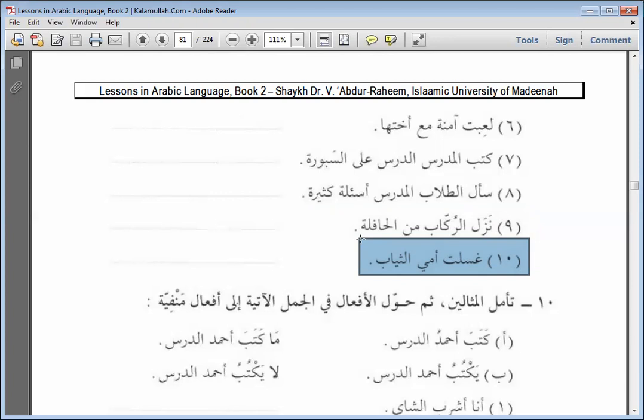So we change this to present tense, we will get what? تغسل. Sorry. So you have غسل يغسل with a kasra below the sin. So the يغسل will change to تغسل, right? Because it is ummi. It is third person feminine singular. Okay? So say after me. تغسل أمي الثياب.